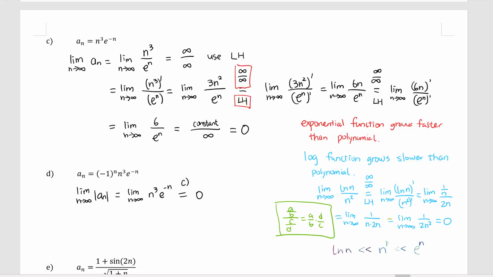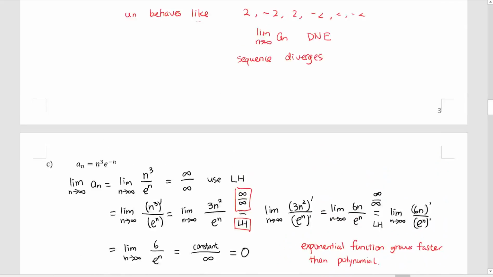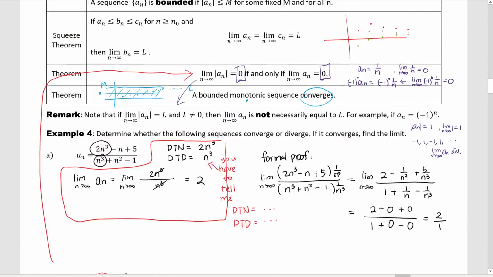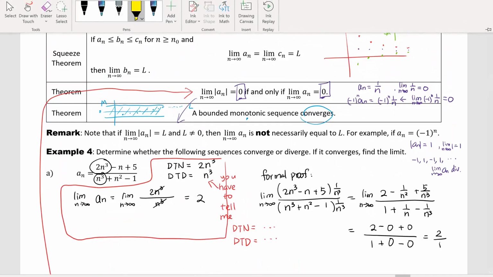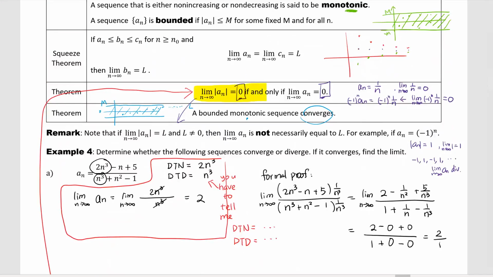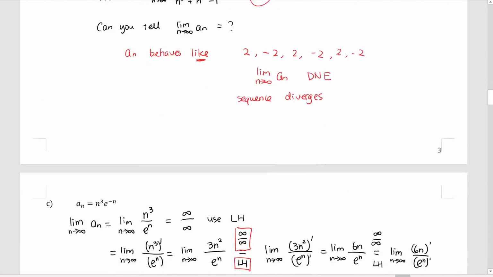And then from our theorem. Last time we talked about the theorem. What is the theorem? The theorem tells us that the limit of the absolute value of a sub n is 0 if and only if the limit of a sub n is 0. Okay, so let's go back to our example.